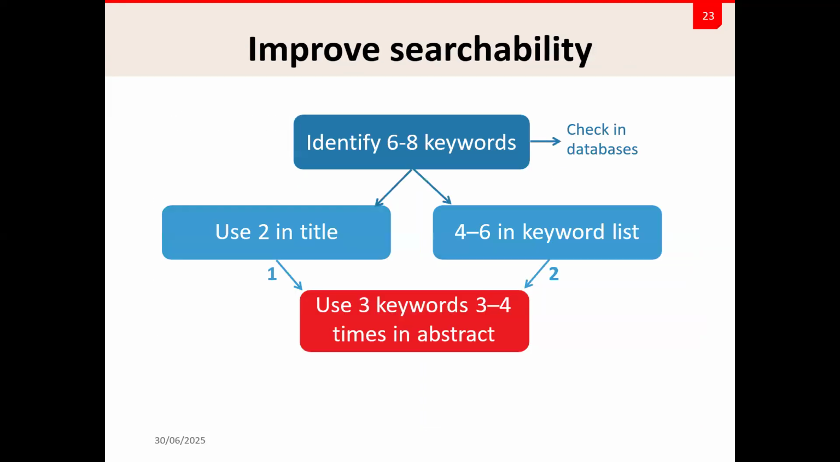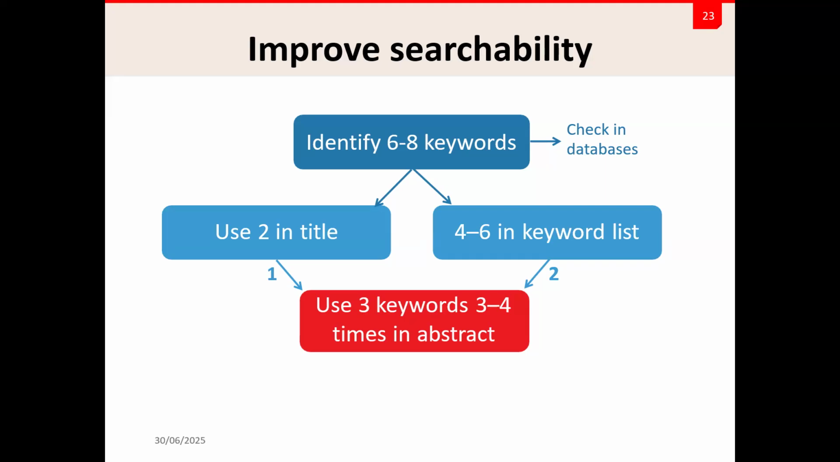And here are some tips to improve the searchability of your article. This is not only for the abstract; it is also about when you write a manuscript for a journal. The first thing is to identify 6 to 8 keywords and then search in a database like PubMed, NIH, or Google Scholar. Based on availability, select the 6 to 8 best keywords according to your research.